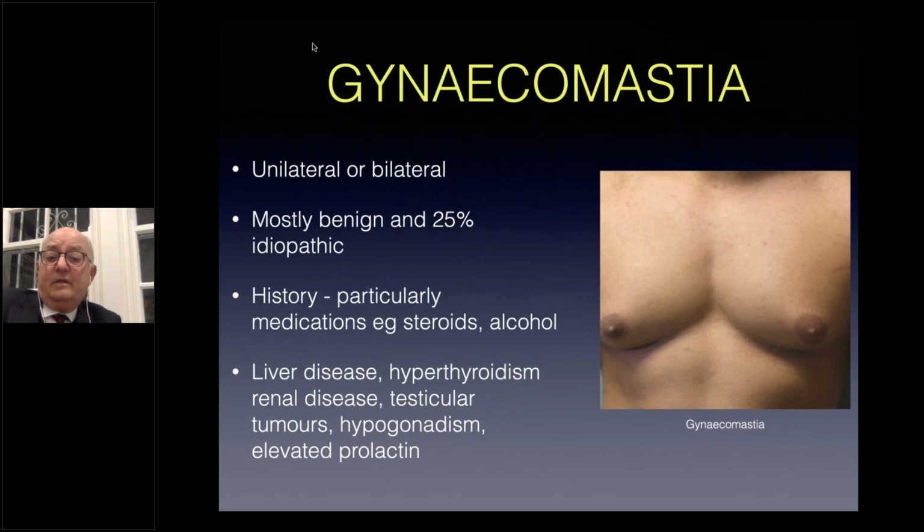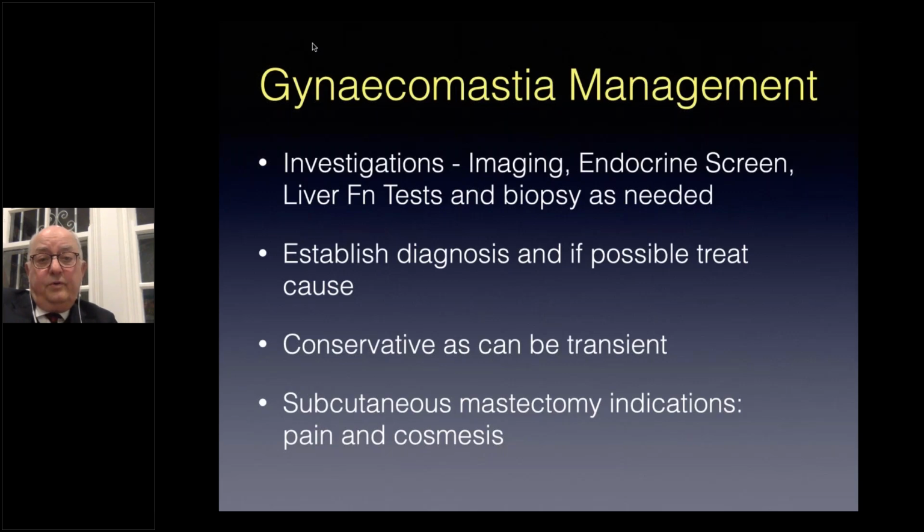Hypogonadism and elevated prolactin will do this as well, and I've been through that previously. What do you do? You've got to investigate them. You image them because you can find, obviously, breast cancer in men. And particularly, you need to be careful with the unilateral ones, although we're currently about to write up a group of 4 men with bilateral unexpected breast cancers.